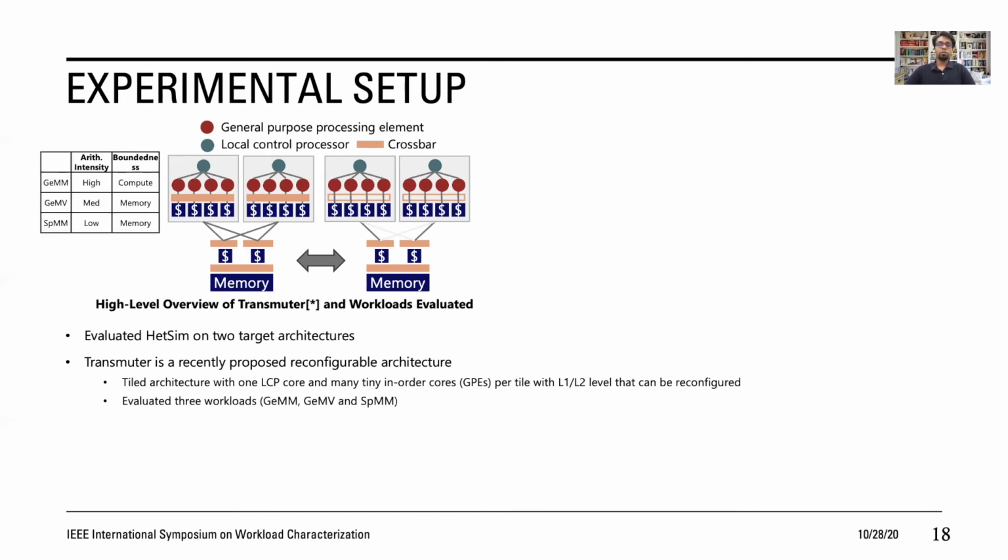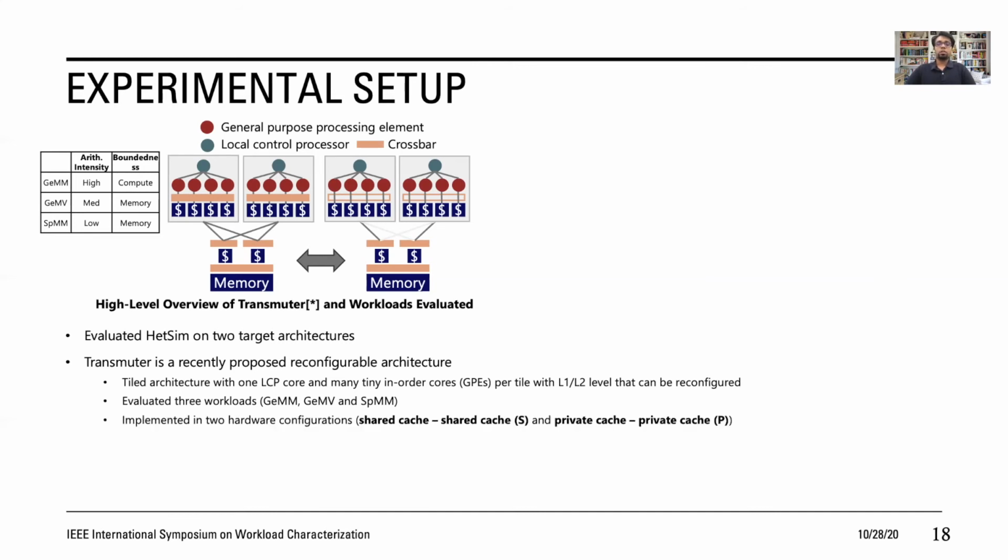We evaluated three workloads in this work, which are general dense matrix multiplication or GEMM, dense matrix vector multiplication or GEMV, and finally sparse matrix multiplication or SPMM. These workloads show different characteristics in terms of arithmetic intensity and compute or memory boundedness, as we see from the table. GEMM and GEMV are implemented using a blocking approach, while SPMM is implemented using an outer product algorithm that splits the computation into a multiply and merge phase.